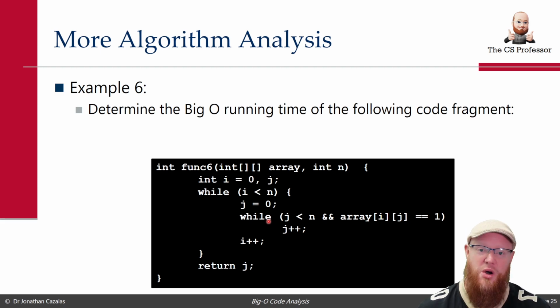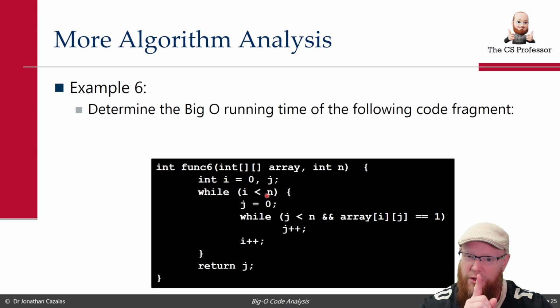And I'll tell you, this is O of n squared. We have 2 loops. This code is identical to the last code with one change. That one change is this j equals 0 right here. Otherwise, the code is identical. So now we have 2 while loops. This outer while loop is looping n times, right?